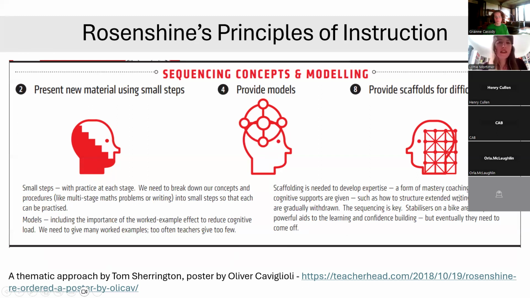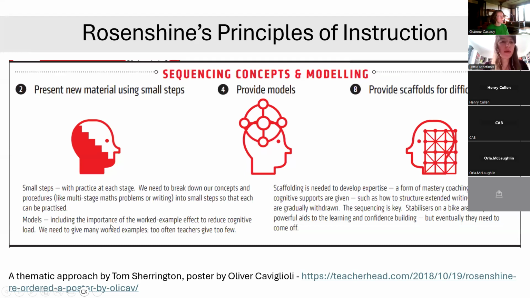And what he's done is put some little pictures on it as well. So providing models and providing scaffolds are very important. It's what Rosenshine has identified. He says it's super important that we present new material using small steps. We don't just do it all together straight away. We then provide those models.